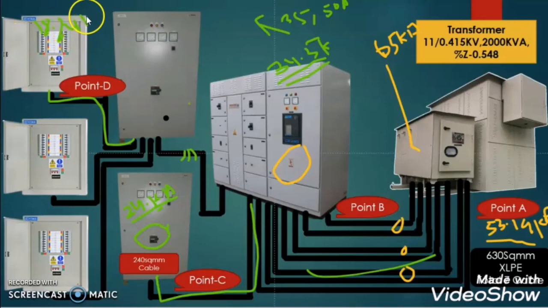Now let us calculate finally what would be the maximum prospective fault current for the load which is fed from this final distribution board.